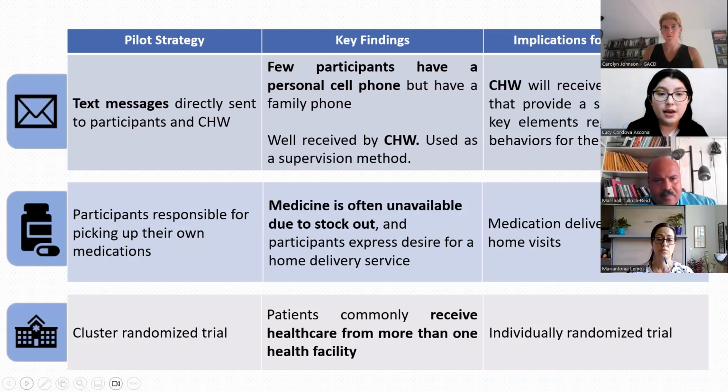About the medicine uptake, we found out that medicine is mostly unavailable for participants due to stock-outs, but this is not happening because there is a lack of medicine in Puno in general.